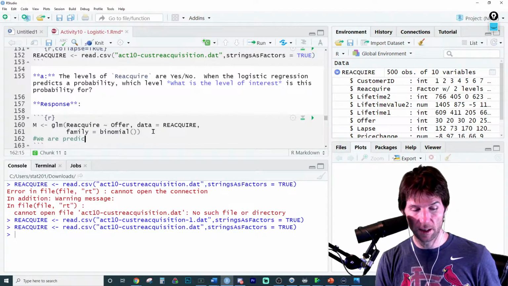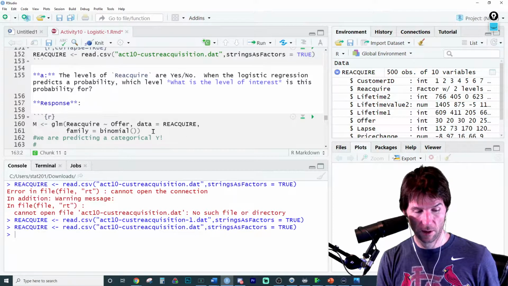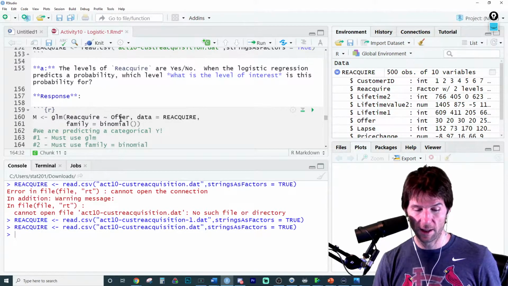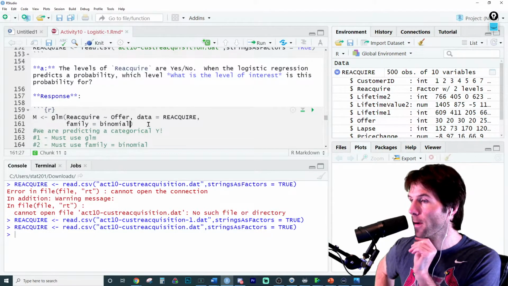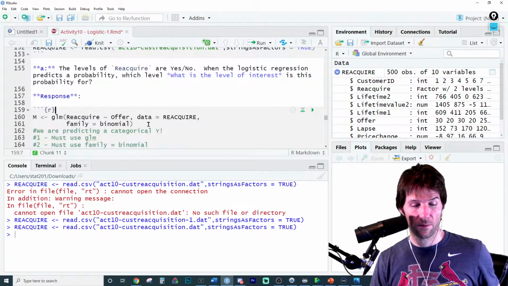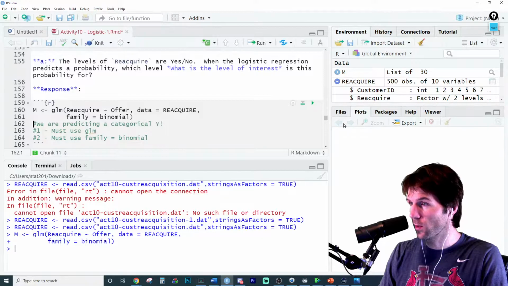We are predicting a categorical Y. Must do: number 1, must use GLM. 2, must use family equals binomial. And you don't need the parentheses. It'll work either way. This is where the errors occur. And you'll get your model, I think, if you do it the other way, but it won't be right, because this is doing logistic right here.